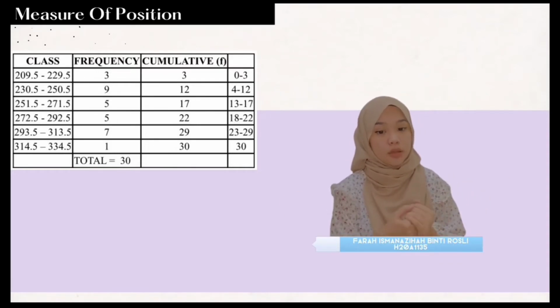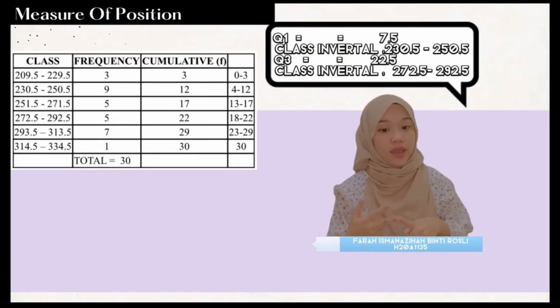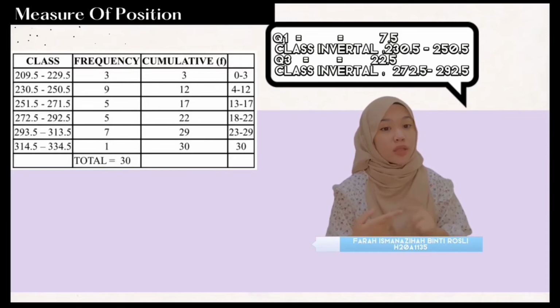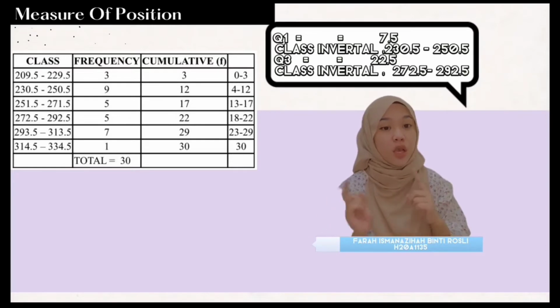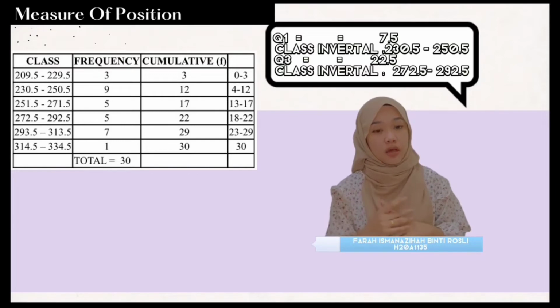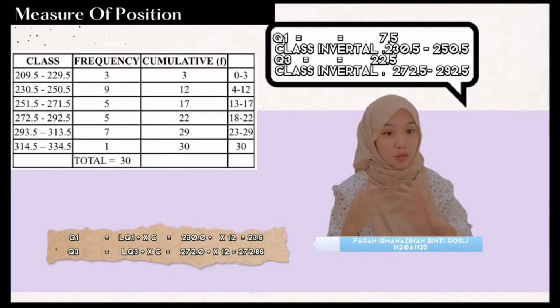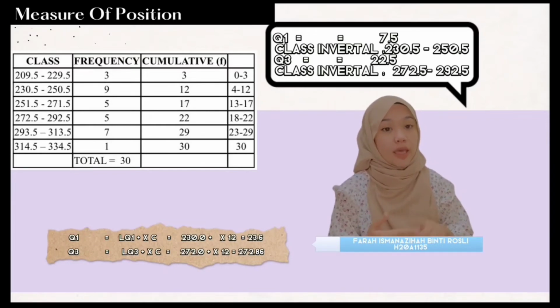From our table that I calculated, our Q1 is 7.5 and the class interval is 230.5 until 250.5, while for Q3 we got 22.5, and the class interval is 272.5 until 292.5. The total of the Q1 we got is 23.6, while the Q3 we got is 272.89 and 86.